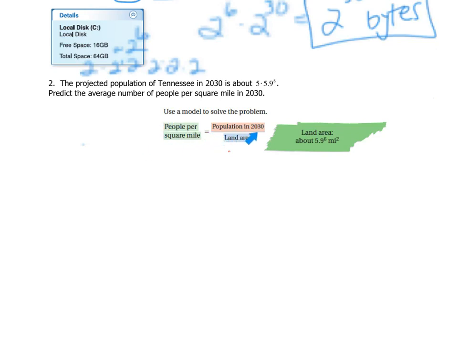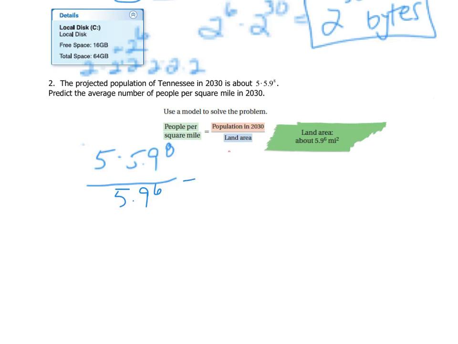So do we have the population? Well, we do have the population right up top. So the population, I'm just going to fill in as 5 times 5.9 to the 8th. That's my numerator. Then it says, do we know the land area? Well, the land area is right about here, is 5.9 to the 6th square miles.